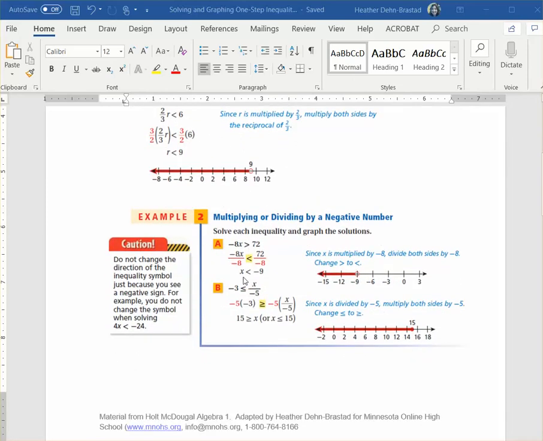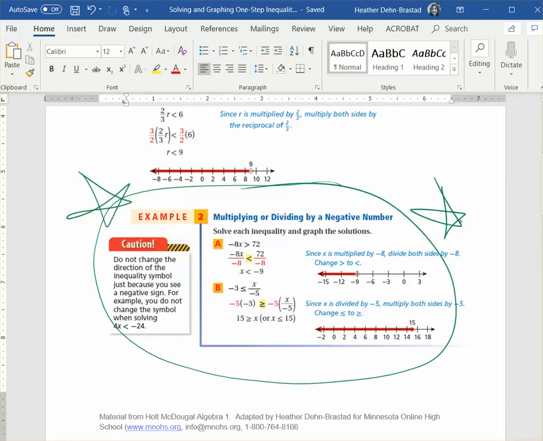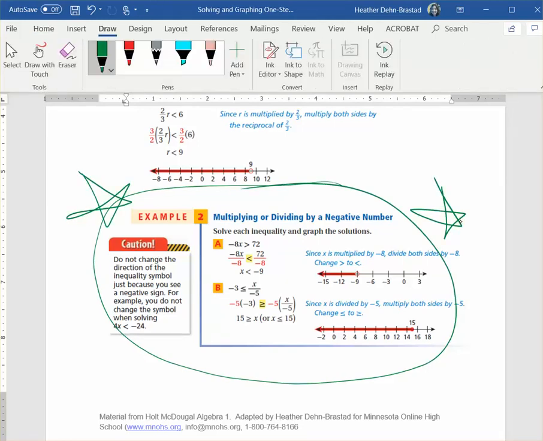So let's go on to what it means if you are multiplying or dividing by a negative number. This is super important. Make sure you pay attention to whether your original problem is being multiplied or divided by a negative number, because there's an extra step. On problem A here, we have negative 8 times x is greater than 72. So to solve, we'll divide by negative 8. When we divide by a negative number, you have to change the direction of the inequality. So because it was greater than, we have to change it to less than.